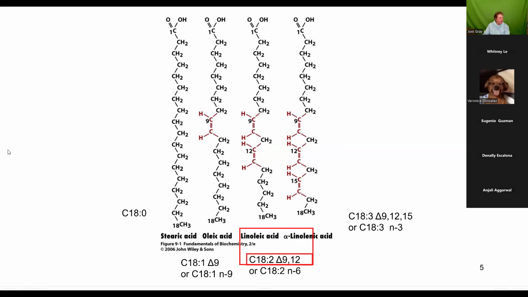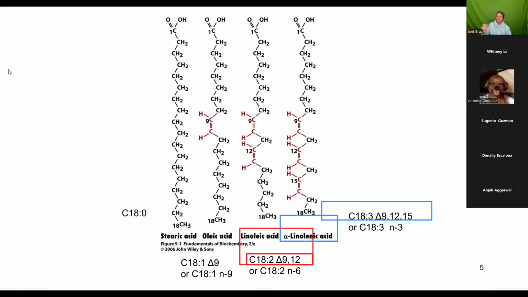For linoleic acid, we indicate with a delta symbol where the double bonds are, and we specify where all of the relevant double bonds are. So we would say delta 9, delta 12, because our double bonds are found at carbons number 9 and 12. They begin at 9 and 12 respectively. Now, that can be a little bit confusing because it's like, wait a minute, it's between 9 and 10.